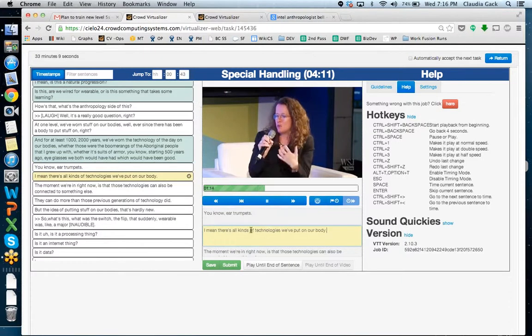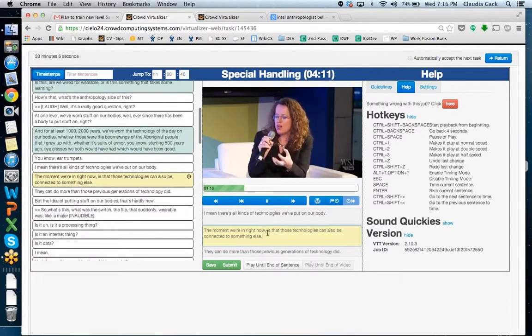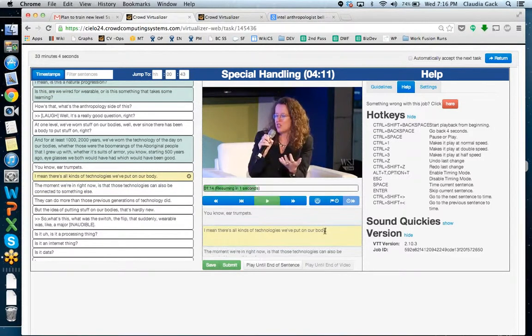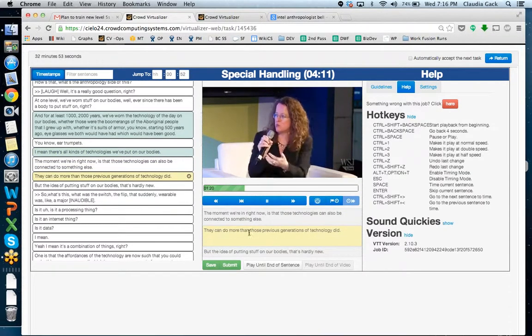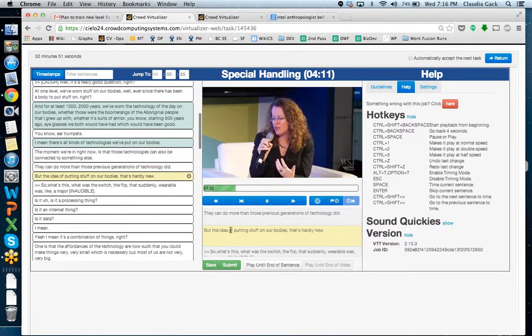I mean, there's been all kinds of technologies we've put on our bodies. That was a plural. You said body. I mean, there's been all kinds of technologies we've put on our bodies. The moment we're in right now is that those technologies can also be connected to something else. They can do more than those previous generations of technology did. But the idea of putting stuff on our bodies, that's hardly new.